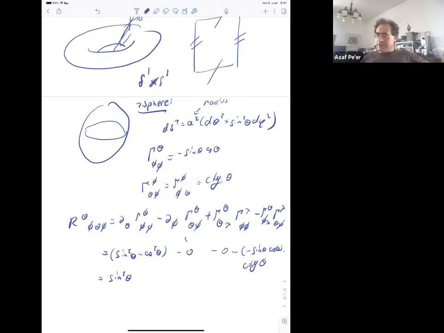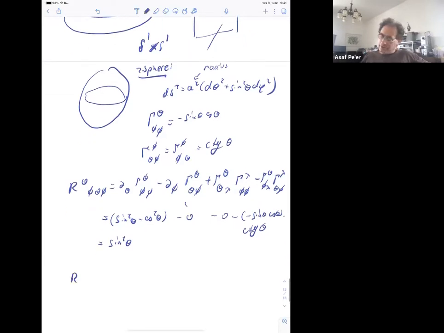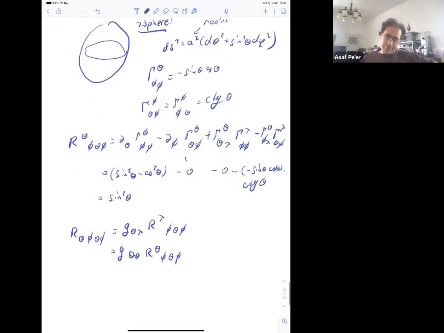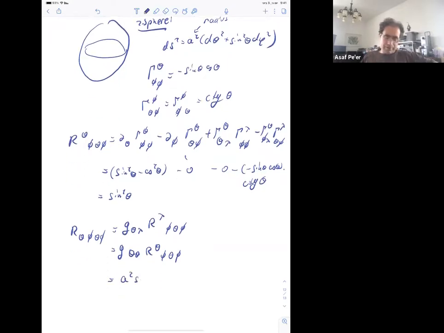Now, if you want to lower one index, then we have R theta phi theta phi, it's just g theta lambda R lambda phi theta phi. So this is just g theta theta R theta phi theta phi. This is just a squared sine squared theta. Now I calculated one component, but all other components here would be either 0 or associated with this component by the symmetries that we find, symmetric or anti-symmetric.